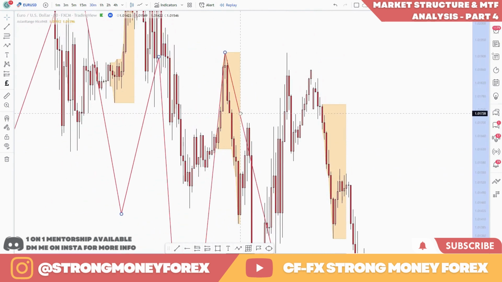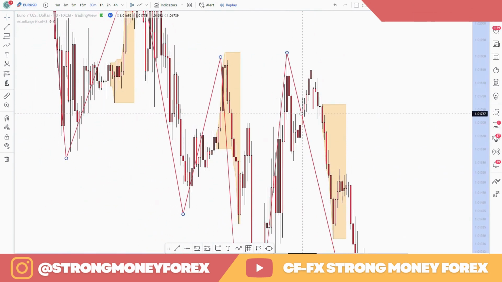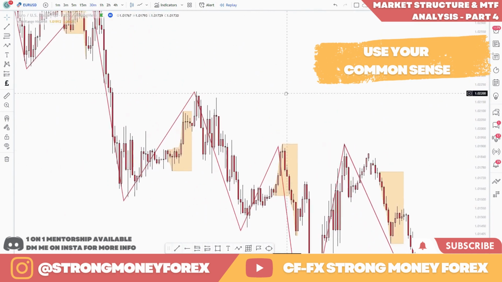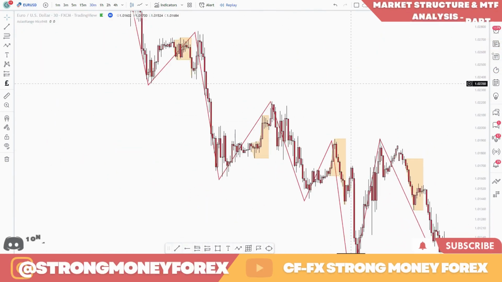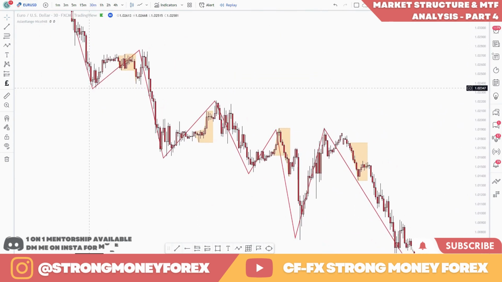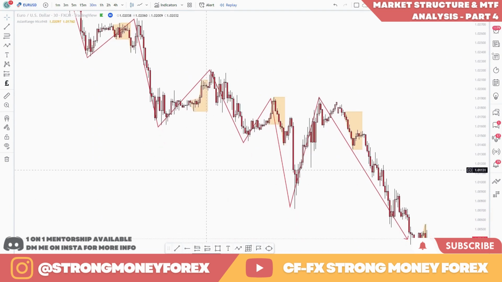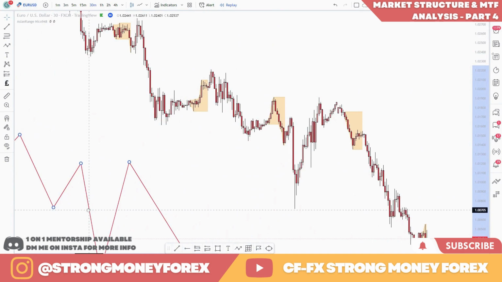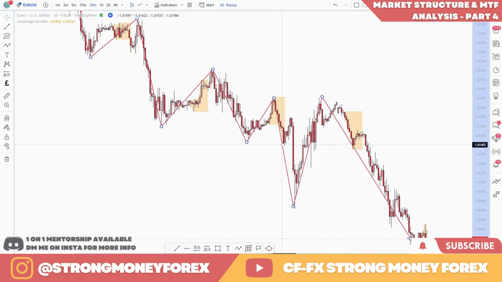Personally, I don't use any rules like that. The way I look at it is I just use my common sense. Does it look like a swing high or a swing low? Well, it's very clear to me in this current marketplace what is a swing high and what is a swing low. That's clearly a swing low. That's clearly a swing high. That's clearly a swing low. Do you see what I mean? It's common sense, really. You can see without that line there what are the swing highs and the swing lows.